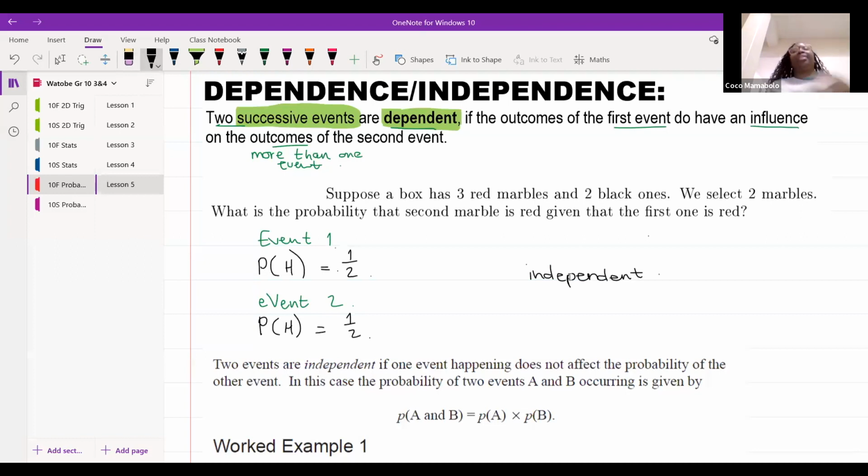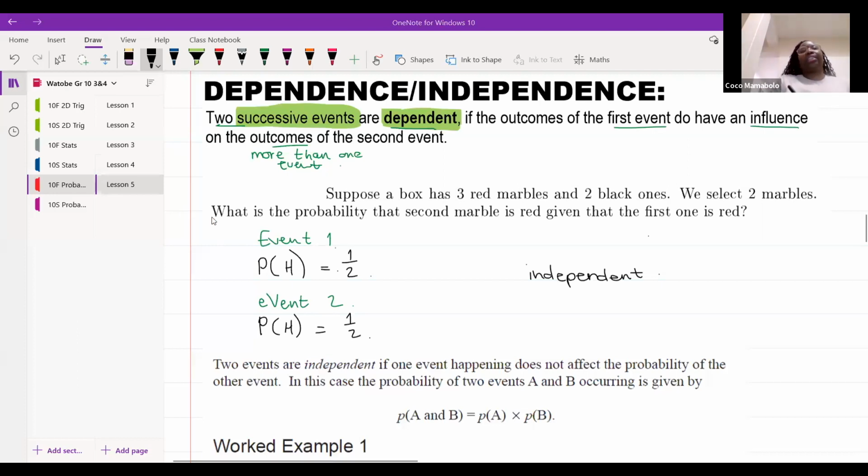Independent. This is independent because it's not going to change anything. Every time I flip the coin, 50-50. Every single time. Flip it 100 times, 50-50. 2,000 times, 50-50. The probability of the first event will not affect the probability of the second. All right, give me a thumbs up if the difference between dependent and independent events makes sense to you. Give me a thumbs up, peeps, because we're going to actually work with these and we want to make sure that we are doing the right thing.